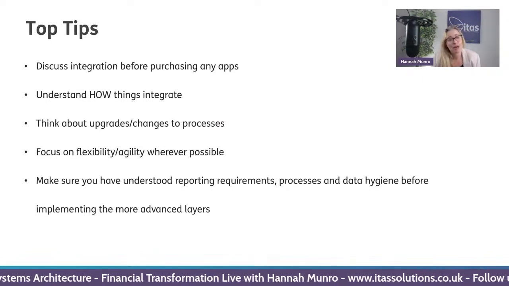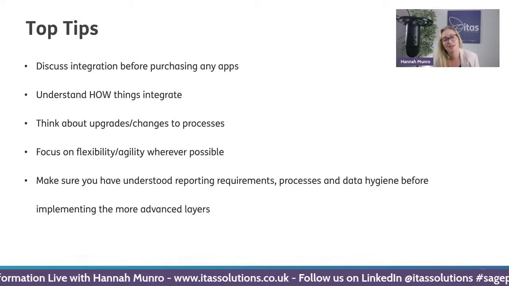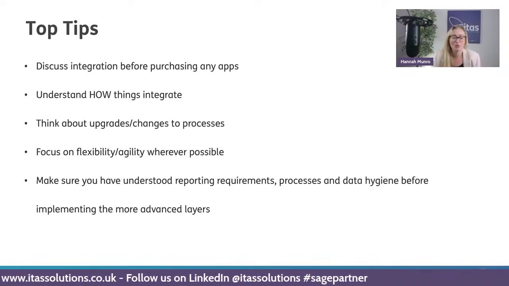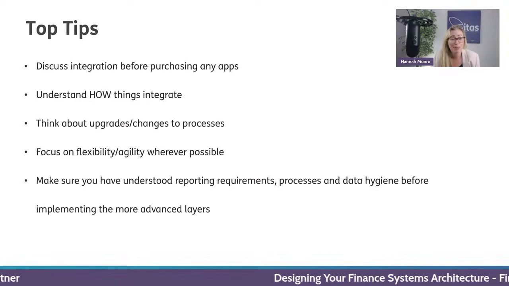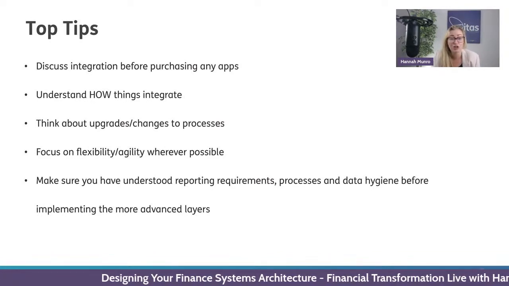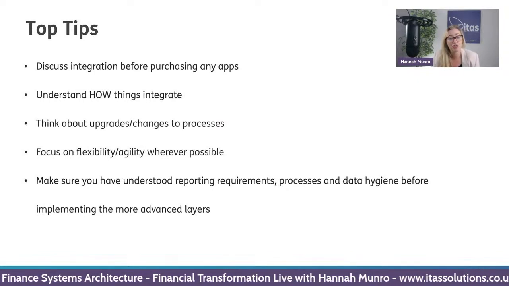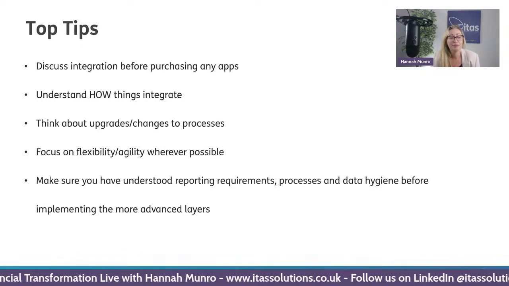Think about upgrades and changes to processes. So if sales change their pipeline process, how does that impact finance? What does that mean? So really thinking across the business, how processes, systems, and data combine is really important. Think about how you're going to upgrade your different levels. We talked about the functional layer, with the AP and the AR. Does that auto upgrade also work with any integration platforms that you have?